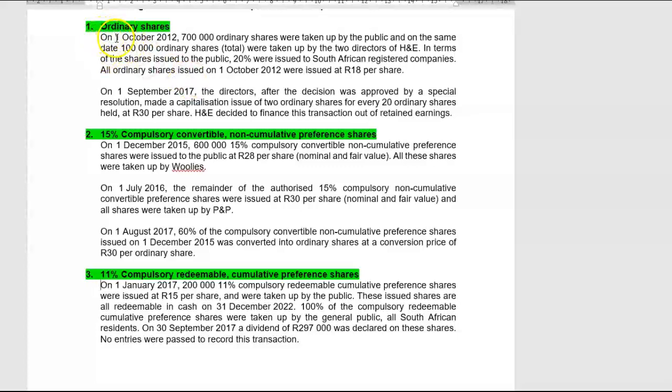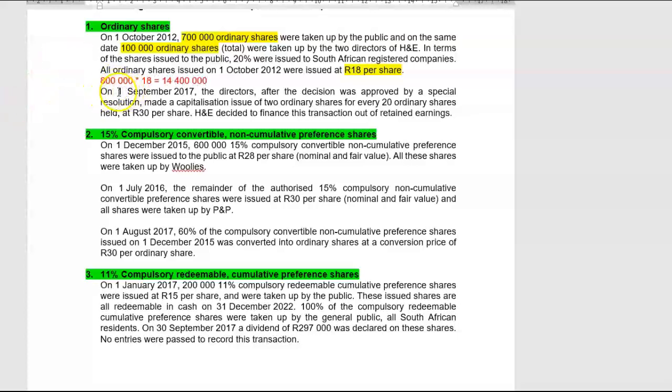Good, so let's start. On 1 October 2012, 700,000, that was the initial issue, 700,000 shares were taken up by the public. On the same date, another 100,000 ordinary shares in total were taken up by the 2 directors of HatchnEgg. In terms of the shares issued to the public, 20% were issued to South African registered companies. All ordinary shares issued on 1 October were issued at 18 Rand per share. So we can quickly work out what the shares were at that point in time. It's 800,000 shares at 18 Rand a share, and that then equals 14,400,000.